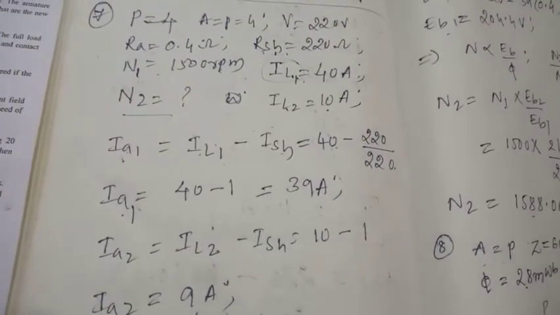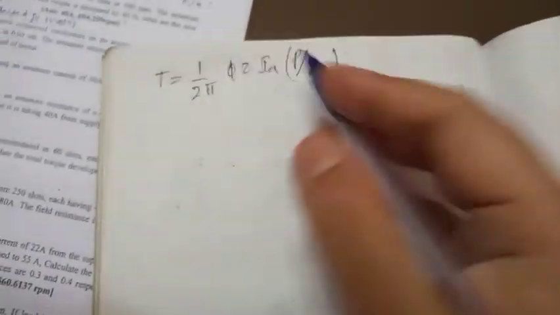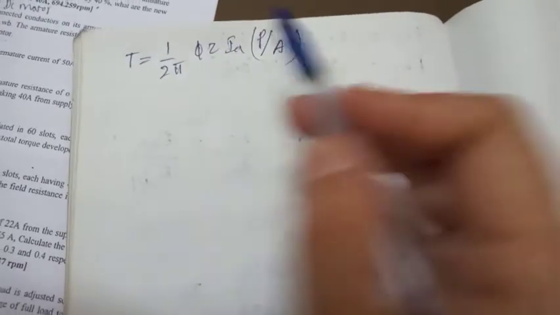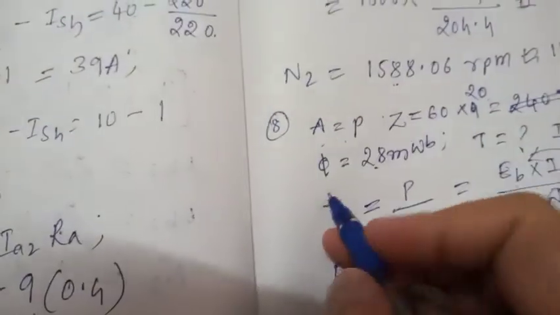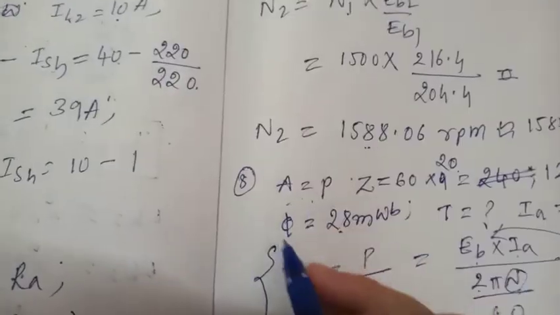Either you can use this formula or directly use the torque equation, T is equal to 1 by 2 pi into phi Z into Ia into P by A. Whichever formula you use, phi value they have given, Z value they have given. The data is sufficient if you apply this formula.